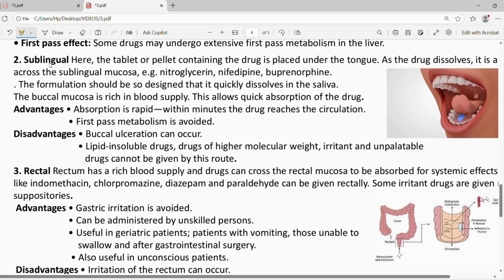Now we will see the sublingual route. Here the tablet or the pellet containing the drug is placed under the tongue. Here our tablet is placed under the tongue. As the drug dissolves, it crosses the sublingual mucosa. Examples: nitroglycerin, nifedipine, buprenorphine. Here the drug dissolves in the sublingual mucosa.